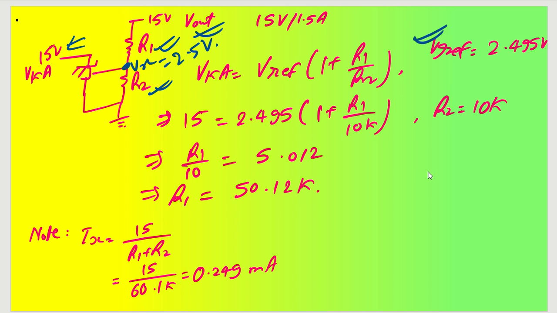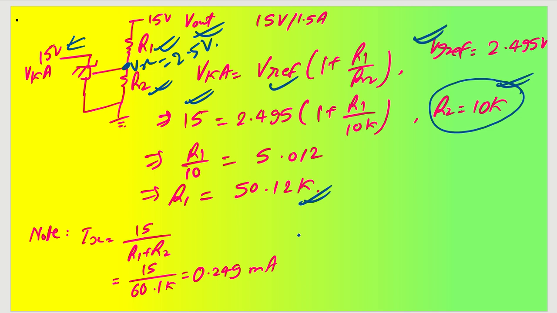Now let us put in the values that we know so that we can calculate the other resistors. We already know that my V reference is 2.495 and VKA is 15 volt, and based on that let us consider my R2 value is 10 kilo ohm. With 10 kilo ohm we will be able to find my R1 value as 50.12 kilo ohm. If you calculate this, you are going to get this much.